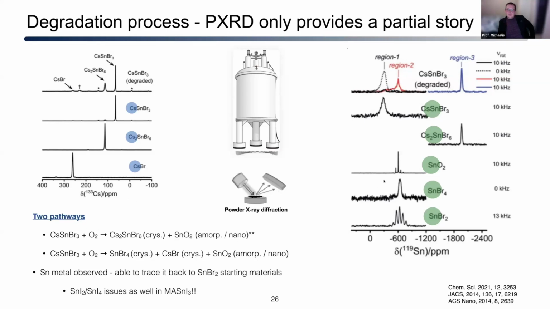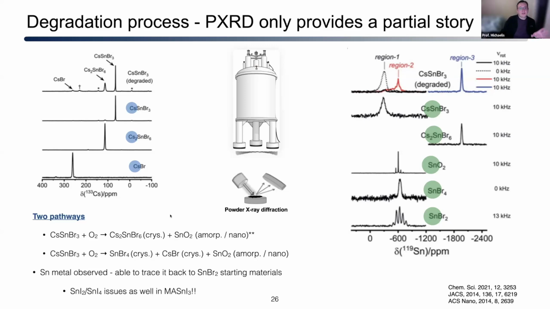And what's fascinating about it is using tin NMR, we were actually able to determine there is some residual tin oxide forming. And if you go back to some of the old zeolite papers that we worked on, or that the Emsley group worked on, you can see here that there's some nano or amorphous tin oxide forming in this region here. Subsequently, you also see some cesium tin bromide 6 forming as well. And there is some discussion also about whether you form metallic tin.